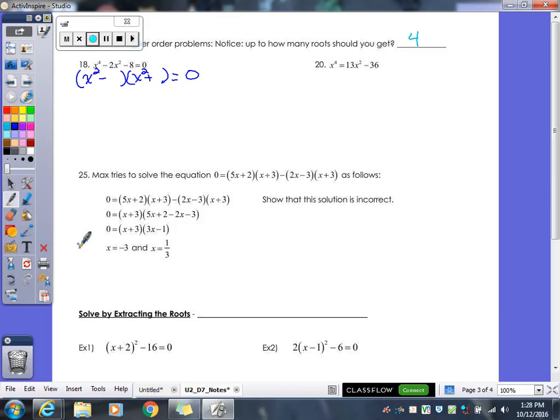Our signs should be different. One's a negative, one's a positive. So what multiplies to give us 8? 4 and 2. Which one should be my negative? The 4. I'm going to put the 2 there.